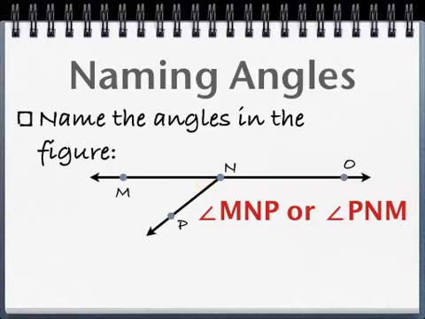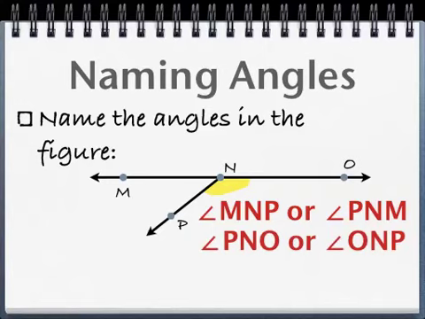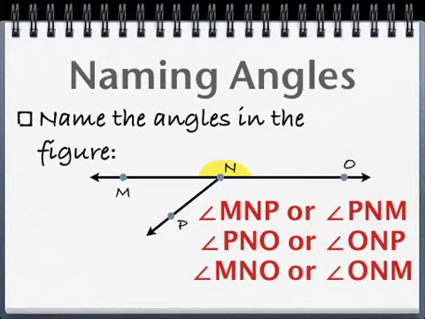The next angle is the obtuse angle. Again, N is the vertex. P and O would be points on the sides. So I could name this angle PNO or angle ONP. The third angle that might not stick out as much as the other two would be the straight line angle or a straight angle. Again, because N is in the middle, it is the vertex. We have opposite rays. The points on the rays are M and O. So in this case, I can name it angle MNO or angle ONM.